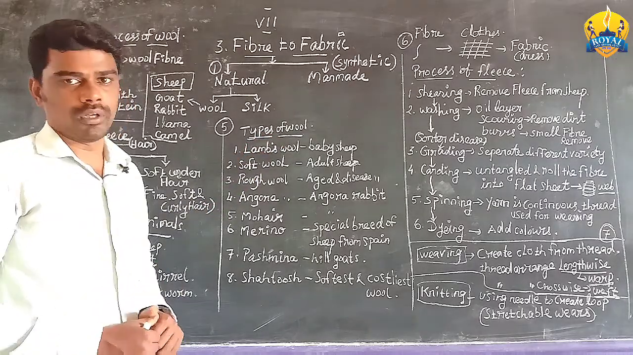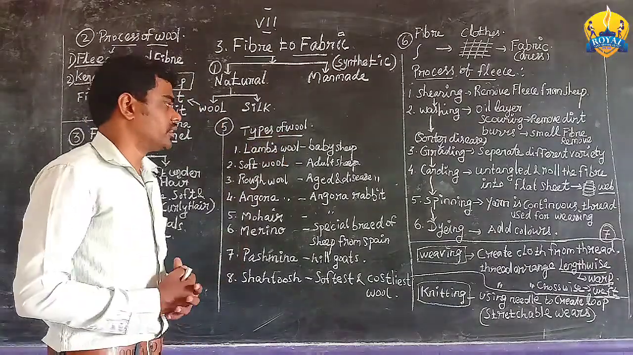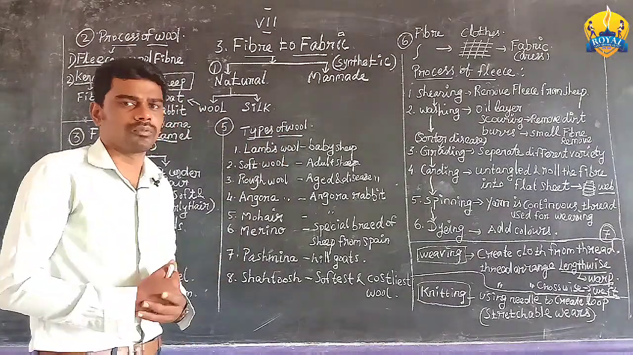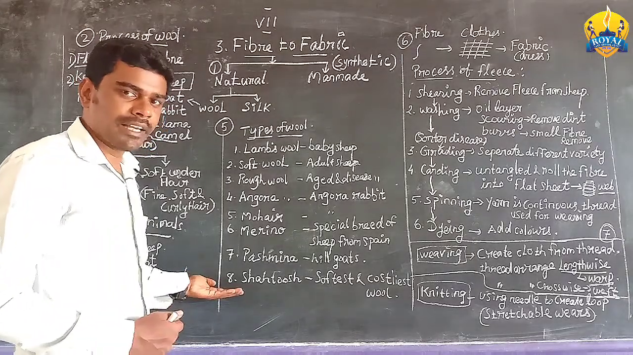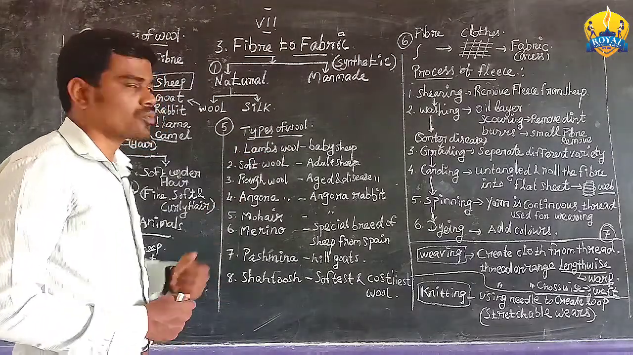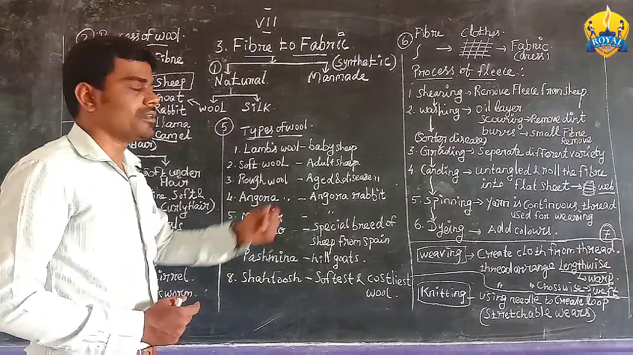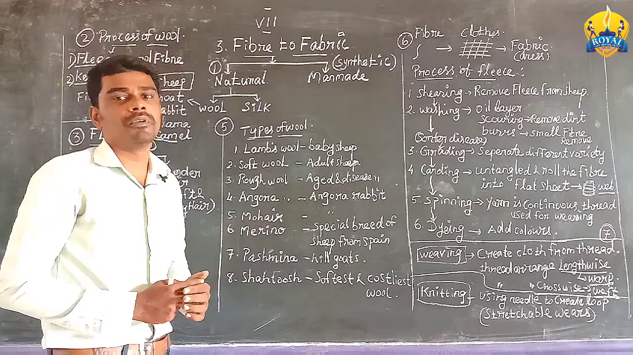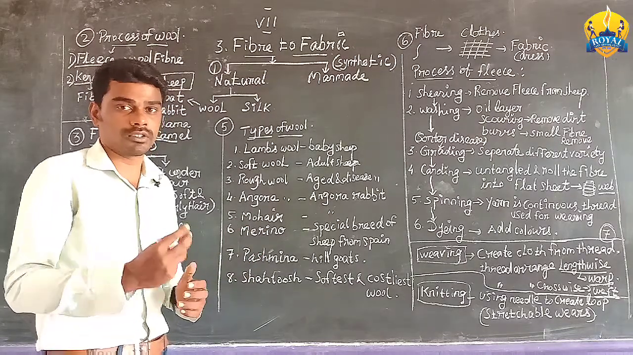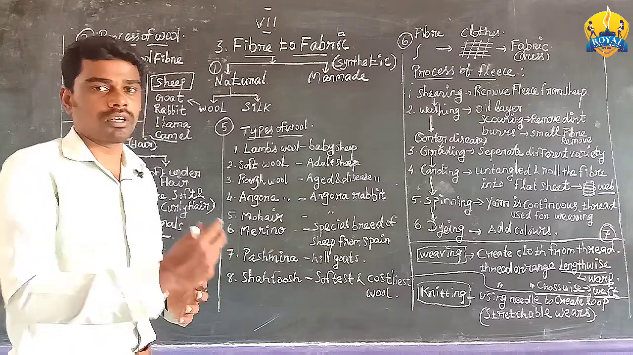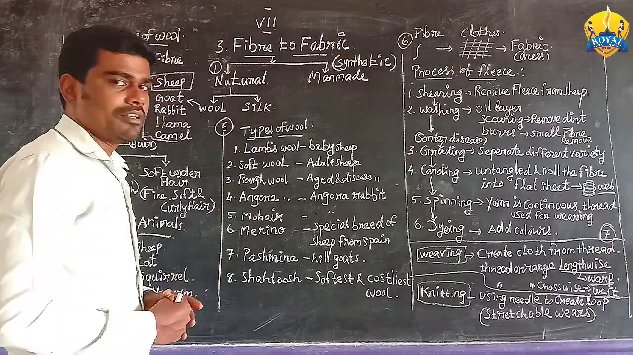Types of wool. We will be discussing it now. What are the types of wool? Nearly 8 categories, 8 different types, are there. The first one is llama's wool, which is produced by baby sheep. The softest and strongest fiber. That is the llama's wool produced by baby sheep.